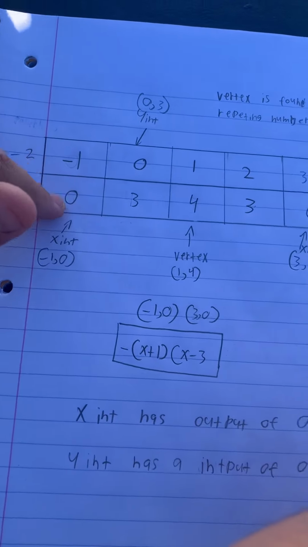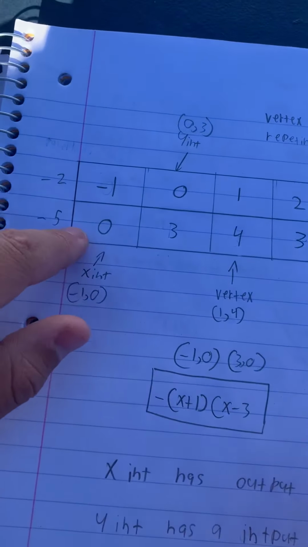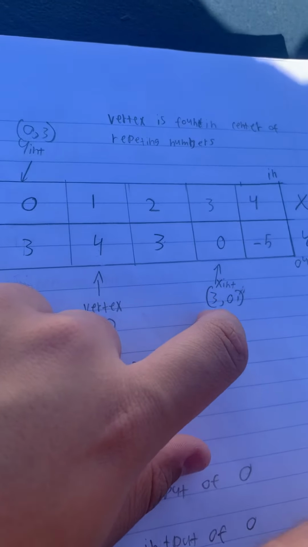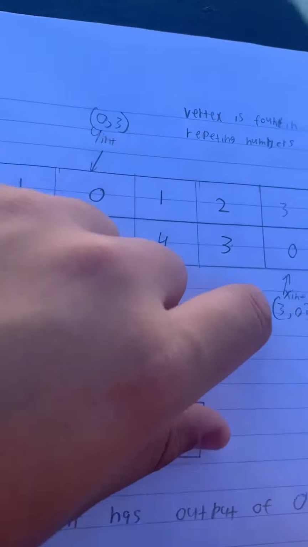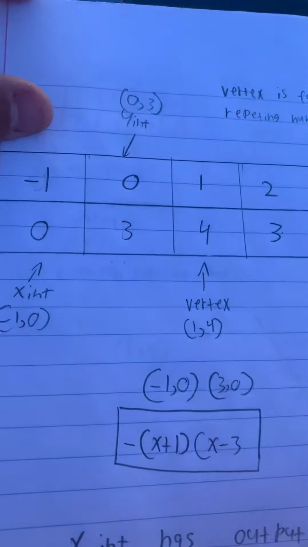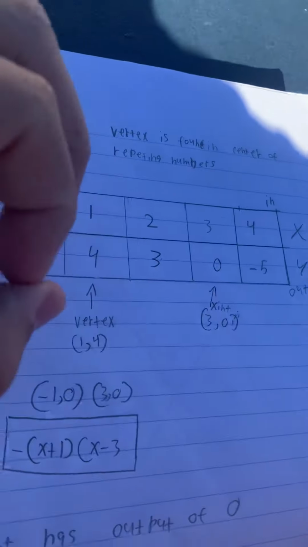The x-intercept we know has an output of 0. So 0, here it is. It's (-1, 0). Another is (3, 0). Those are our x-intercepts because they have an output of 0.